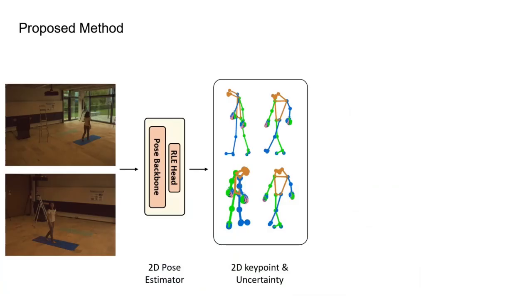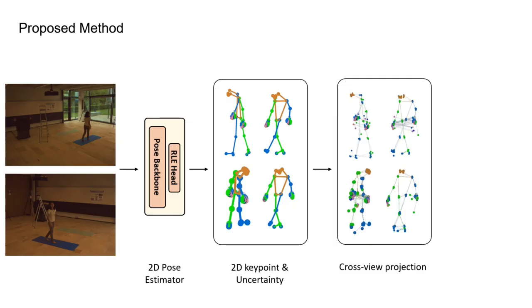Our solution starts with 2D pose estimation. Here, two camera views are demonstrated on the left, which are passed to a pose estimation block to obtain 2D keypoints and their uncertainties. Next, we use our proposed cross-view projection strategy to map the predictions from all camera views onto a reference view.